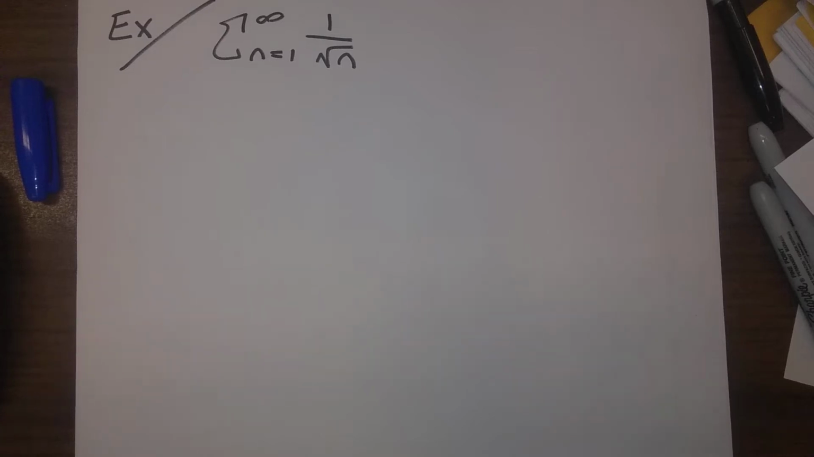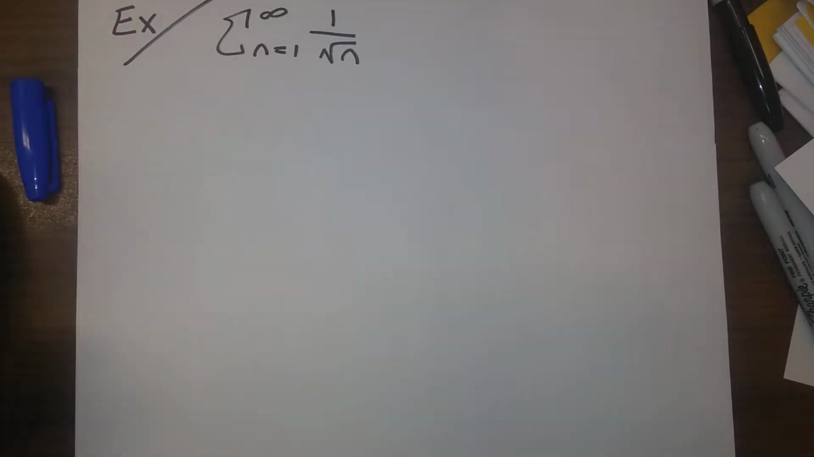And final example in this section. Let's consider this series, the sum from n equals 1 to infinity of 1 over square root n. Does this converge or does this diverge?